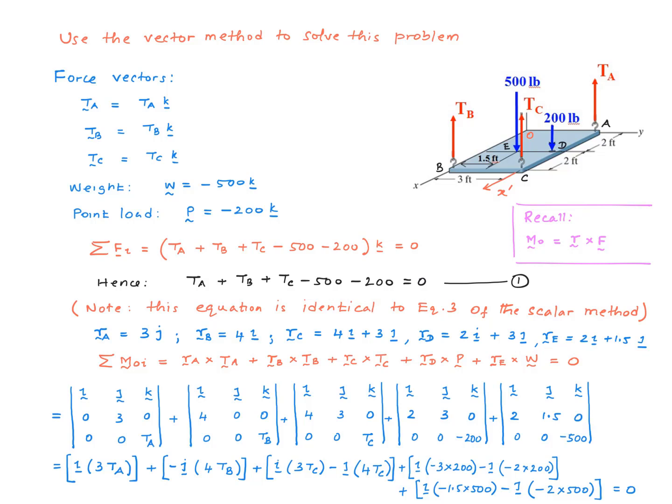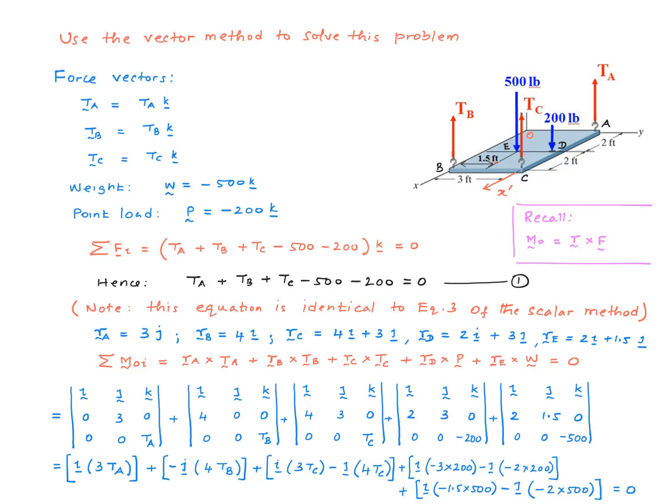Now that we have the F vectors and the r vectors, we can go ahead and expand these cross products. We'll use the determinant method for that. So let's go ahead and do one of them here. Remember what we do: the first row contains the unit vectors i, j, and k. That's the case in all of these cross products. The second row contains the components of the r vector. For example, RA has 0 in the i direction, 3 in the j direction, and 0 in the k direction. So I have 0, 3, and 0 in the second row.